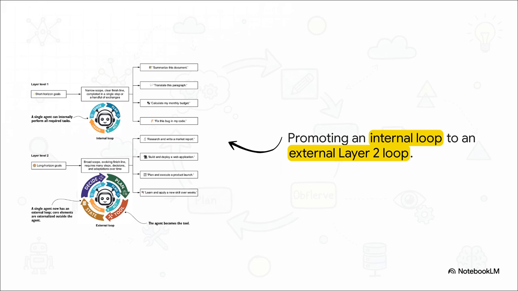When we scale up to Layer 2, a massive structural shift happens under the hood. The plan, the state, and the decision elements are ripped out of the agent and externalized. They are now managed by standard application code outside the AI model. In this setup, the agent itself effectively gets demoted. It becomes just one single tool inside a much larger external loop driven by code components.